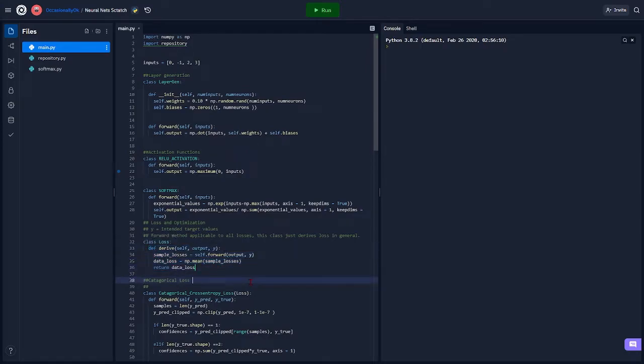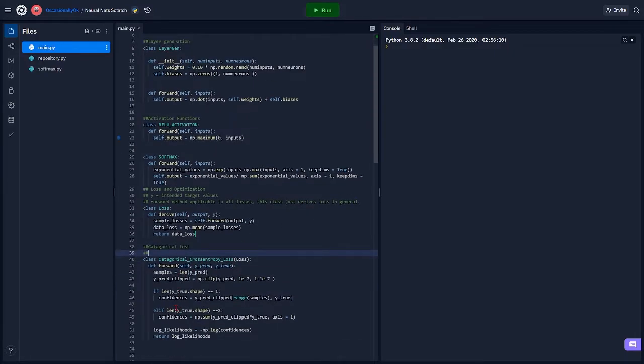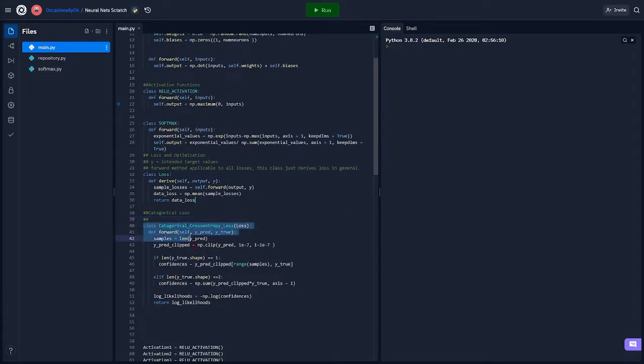The function derive pretty much calculates the loss. This is a little function that calculates loss. And this class is general. It applies to all types of losses, not just categorical cross entropy loss. Now specifically programming the categorical cross entropy that we just discussed, we create a class that represents it, and we pass it the loss class as well.